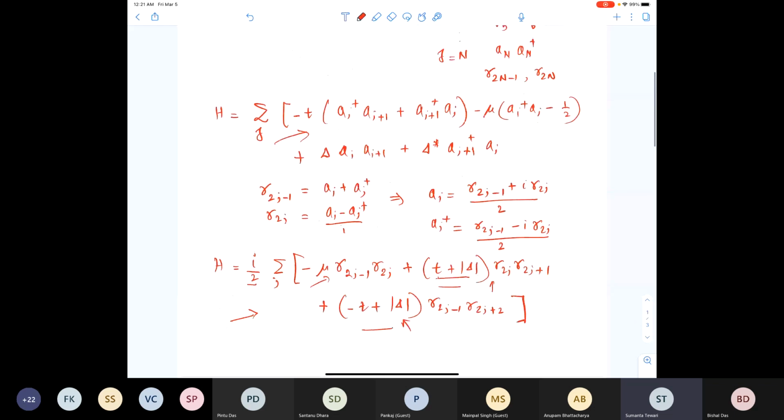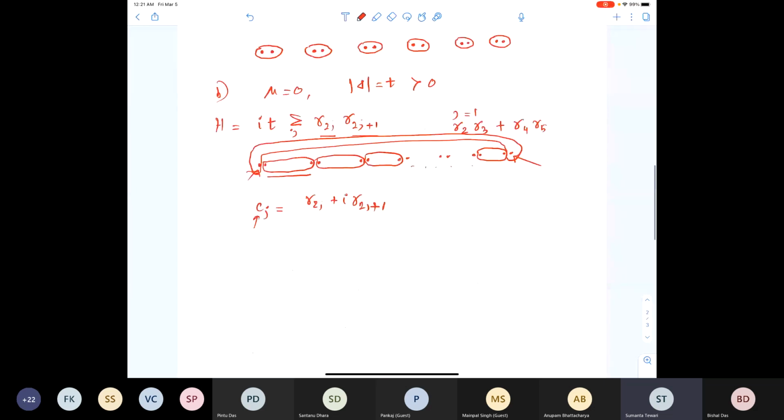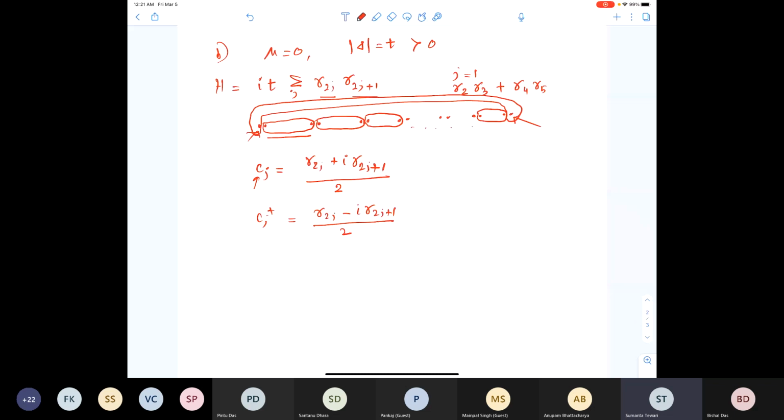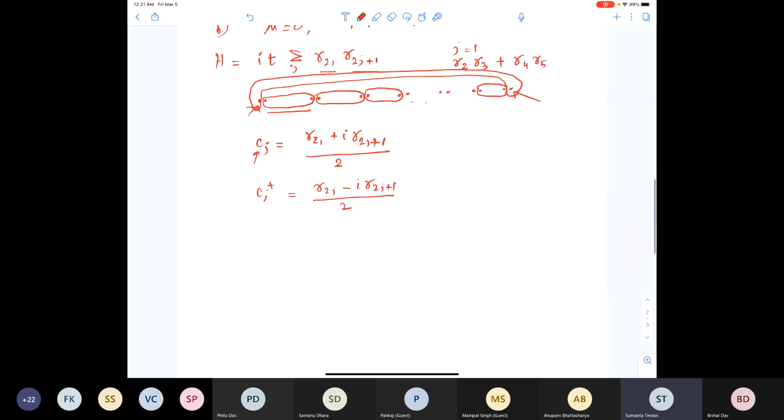Remember, for the j side, we had gamma 2j minus 1 and gamma 2j, and those gave me a_j and a_j dagger. But now I have c_j equal to (gamma 2j plus i gamma 2j plus 1) divided by 2, and c_j dagger equal to (gamma 2j minus i gamma 2j plus 1) divided by 2. If you define your c_j and c_j dagger this way, then again you can invert and construct your gamma 2j and gamma 2j plus 1 in terms of c_j and c_j dagger, and then you can put them over here in this Hamiltonian.